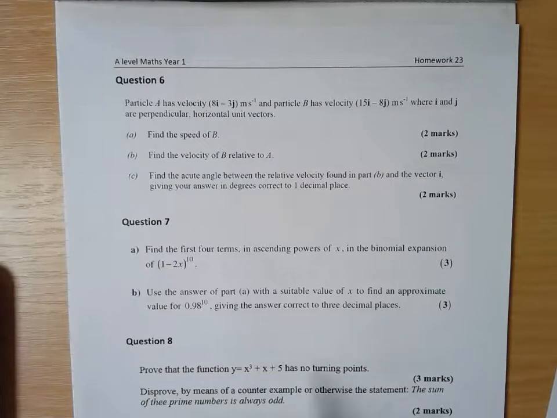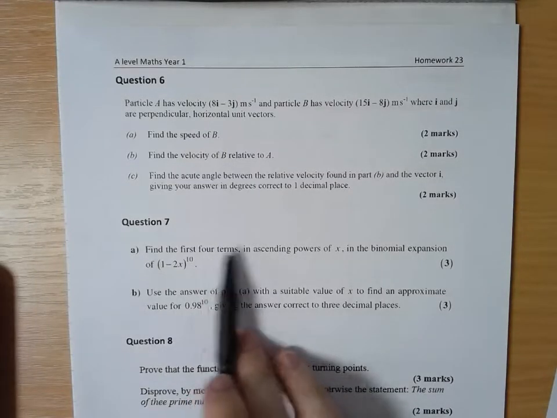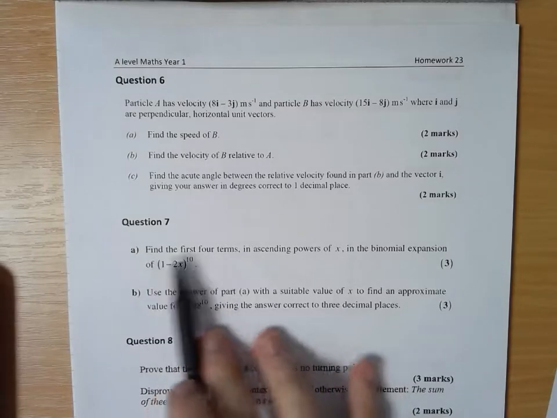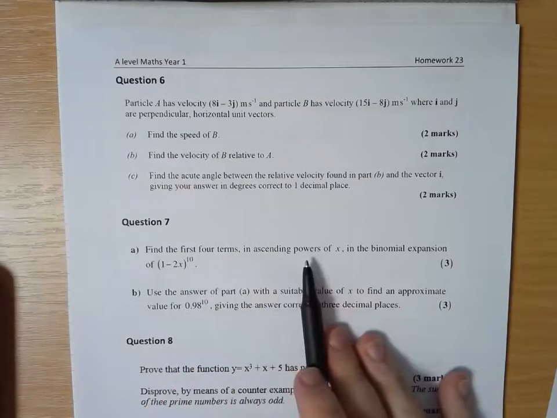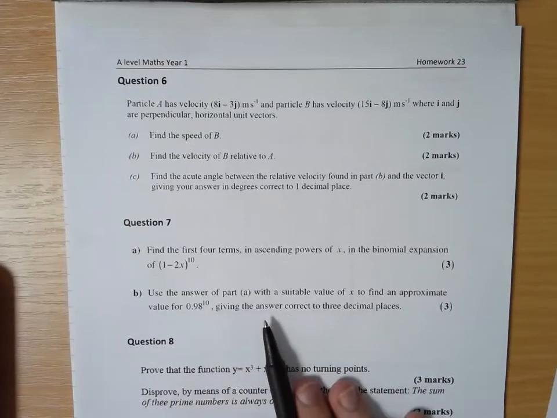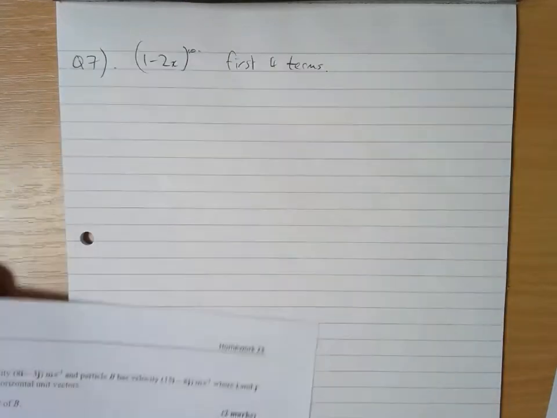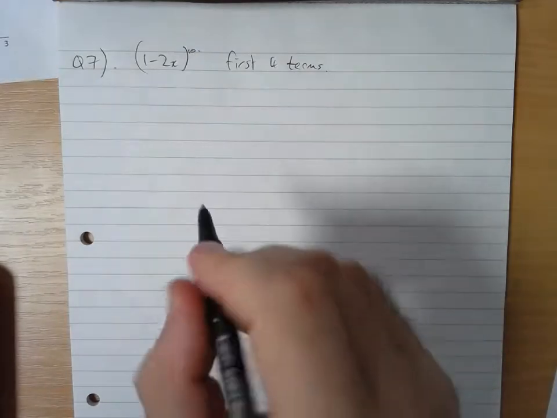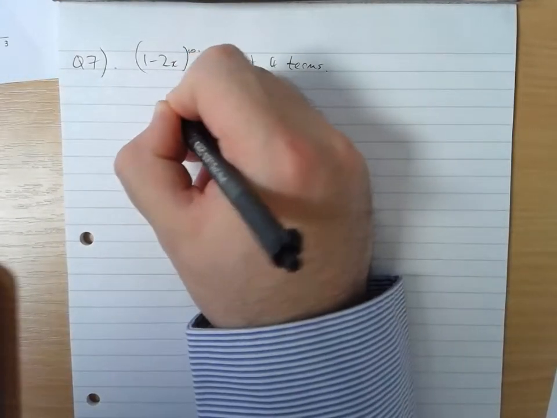For question 7, we're asked to find the first 4 terms of this binomial expansion. So we're going to take this and find the first 4 terms in ascending power of x. So we want the number, x, x squared, x cubed. So we've got this. Our first term is 1 to the power 10.